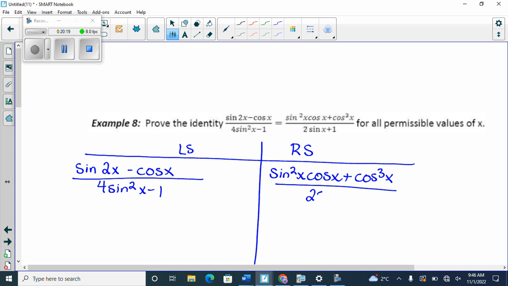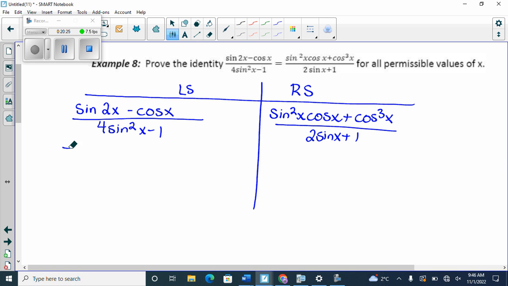All right. So the left-hand side, I see the 2 sine 2x, and I immediately know I can replace that with 2 sine x cos x because there is only one formula for that. So it drew me to it.